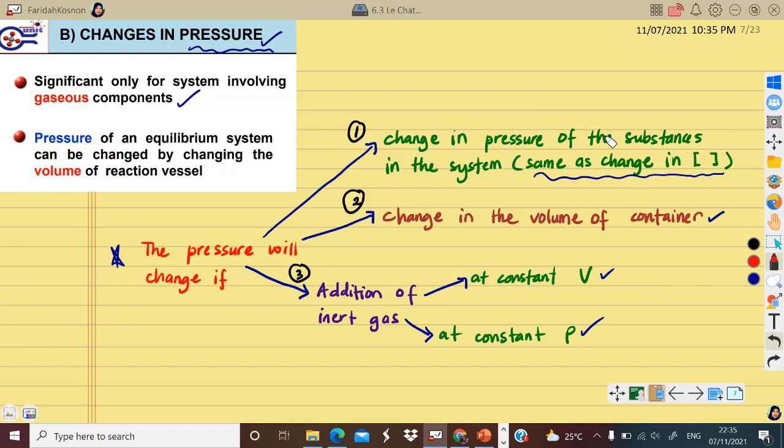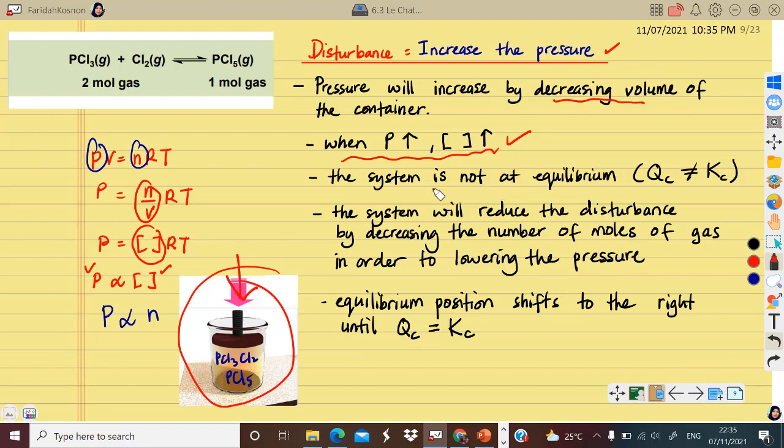So kalau kita ubah pressure of the substance in the system, kesannya sama macam kita ganggu sistem itu dengan concentration. Okay, so bila ini berlaku, the system is not at equilibrium. So saya tulis kat sini QC is not equal to Kc sebab dia depends kepada sistem itulah. Ini sebagai contoh sahaja. Maksudnya QC nak greater than Kc ke QC less than Kc tu depends kepada sistem itu. Secara umumnya kita boleh kata QC is not equal to Kc. Okay, jadi macam mana sistem nak reduce the disturbance? Apa disturbance kita?